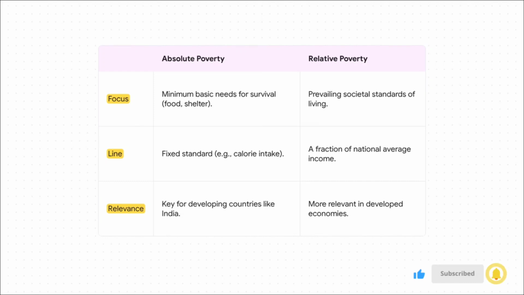First, you've got to understand this key distinction: absolute versus relative poverty. Absolute poverty is about pure survival, not having enough food, clean water, or a roof over your head. This is, of course, the main focus in India. Relative poverty is different. It's about being poor compared to the average person in your society.